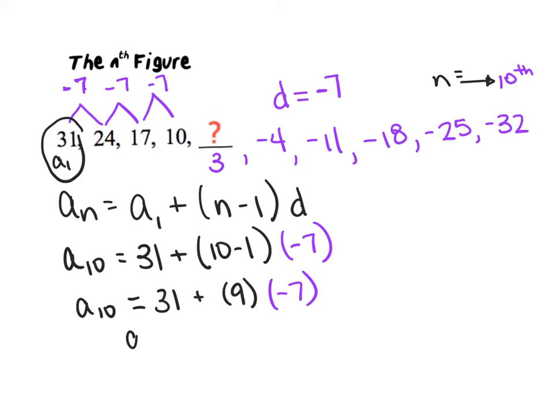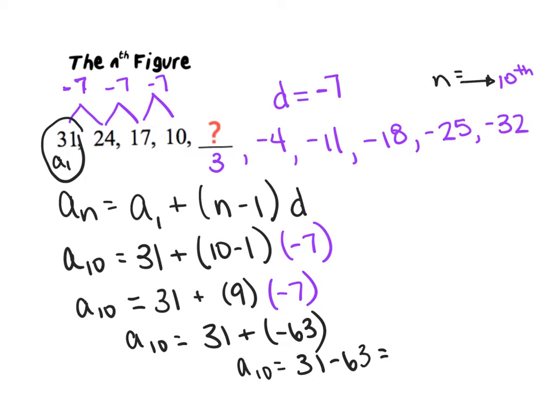So cleaning that up, a sub 10 equals 31 plus 9 times negative 7, which is negative 63. And you can rewrite this as A10 is equal to, we can get rid of the parentheses and write this as 31 minus 63, and that is also equal to negative 32. So this tells me that my 10th term has a value of negative 32. And as you can see, we wrote it out 10 terms and got that same value.